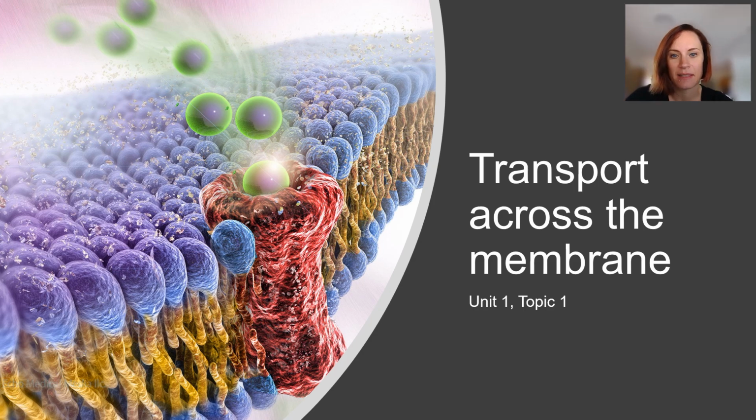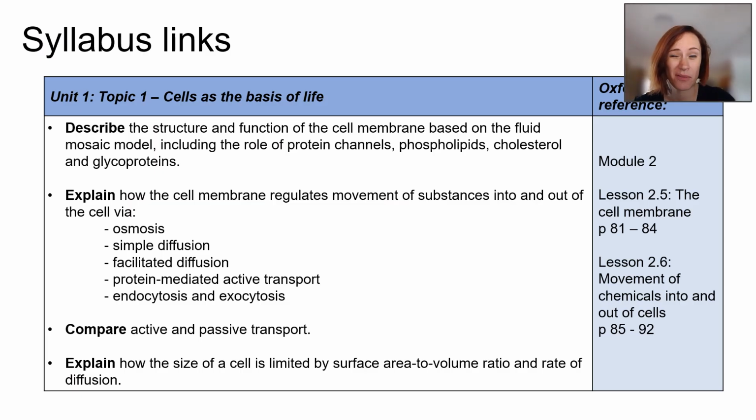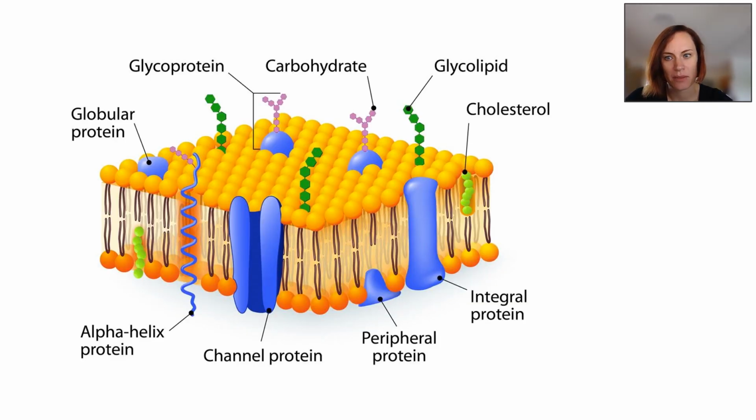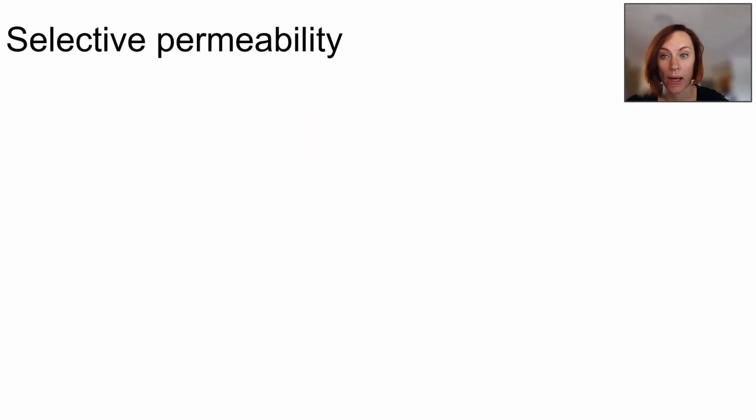This lesson is about transport across the membrane. So we have quite a lot to cover here, but it is based on our describe the structure and function, and then we expand from that. So we've discussed the structure of the cell membrane, and we can now use this knowledge to learn how this membrane is selectively permeable. So it's allowing different substances to come and go when required.